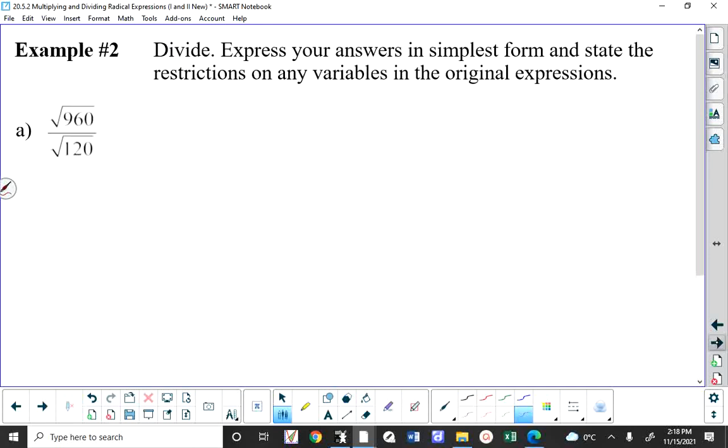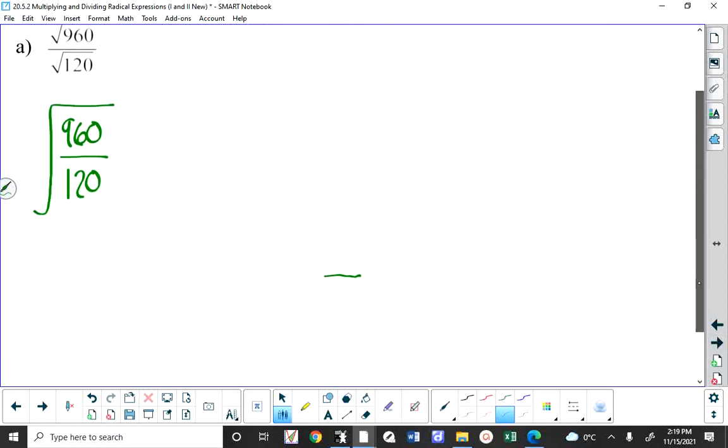Start off with something very simple. Root 960 over root 120. What I am telling you, everybody, is that when I say you divide radicands, I'm saying root 960 over root 120 is the same as the square root of 960 over 120. Now, does 960 divide by 120 nicely? Meaning, does it divide into a whole number? Guessing 8? Oh, okay. So this is equal to root 8.